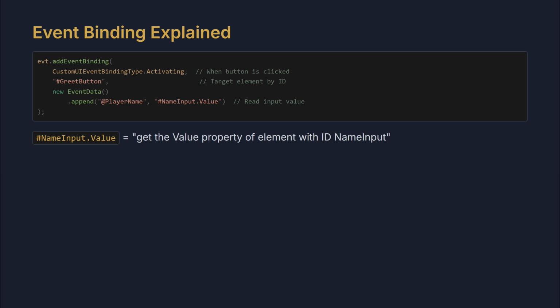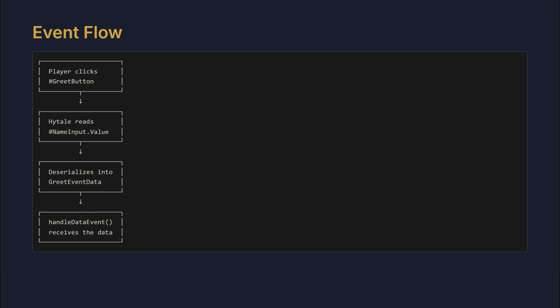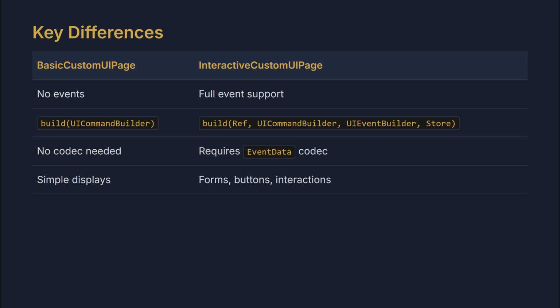So we can say, okay, when this specific greet button is clicked, hey, please create a new event data and append player name from name input dot value. So a player clicks greet button, Hytale reads name input dot value, it deserializes into greet event data, and handle data event receives the data. So I will show you the method in just a minute. When we want to do interactive UIs, we need interactive custom UI page. We need a codec. That's the most important thing.